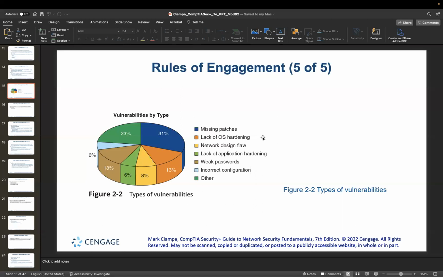And of course, other vulnerabilities are out there, right? Any questions about these categories that we just discussed?